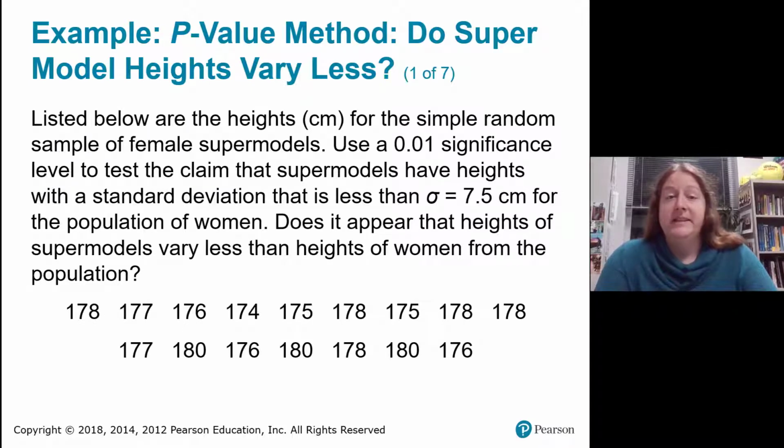So let's take a look at an example. Let's use the p-value method to determine, do supermodel heights vary less? Listed below we have the heights in centimeters for the simple random sample of female supermodels. We're going to use a 0.01 significance level to test the claim that supermodels have heights with a standard deviation that is less than 7.5 centimeters for the population of women. Does it appear that the heights of supermodels vary less than heights of women from the population? So there we have our sample.